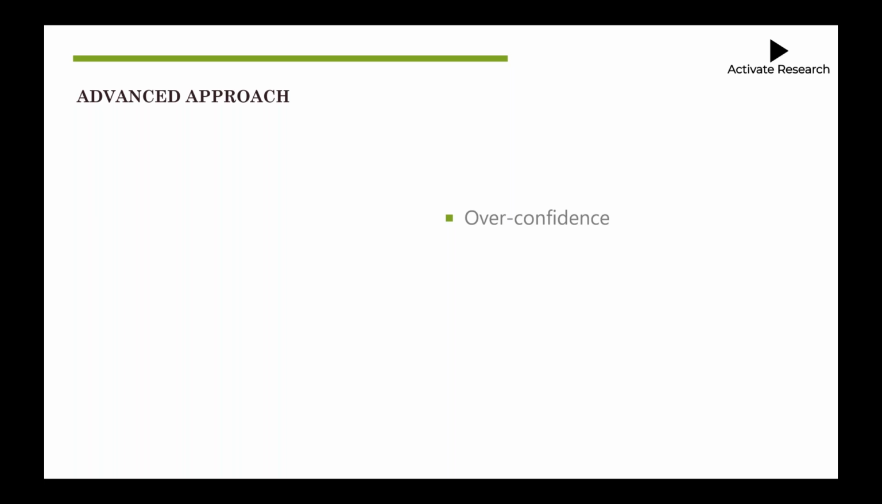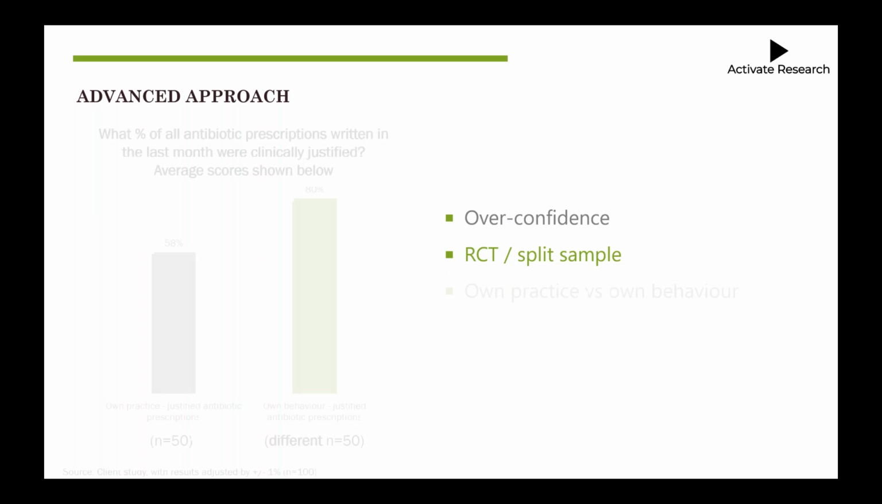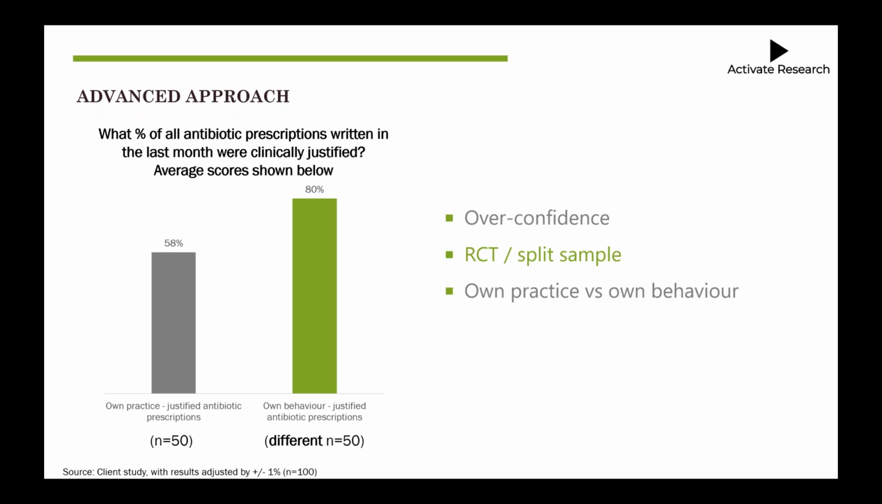I think 80-something percent of us say we're better than average drivers, which of course can't actually be true. And so the way we would go about identifying something like overconfidence, that people are less aware of, is through what we call randomized controlled trials or the split sample approach. Taking another physician example, we asked 100 different physicians what percentage of all antibiotic prescriptions written in the last month would you say were clinically justified?